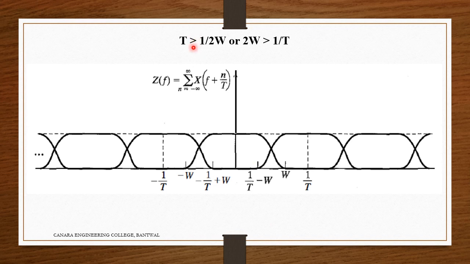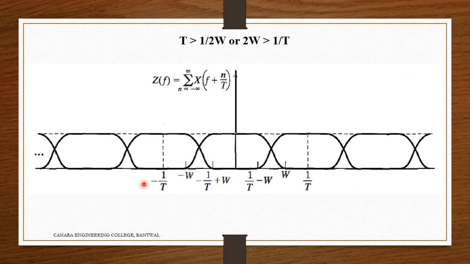T greater than 1 by 2W, or 2W greater than 1 by T. So this is another, third condition, which is also one of the important ones, and we will be using it in an equalizer system. Now looking at this waveform, it is again causing interference here. That is what we call the ISI.